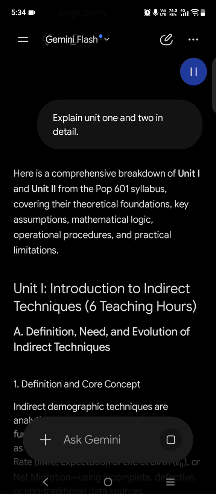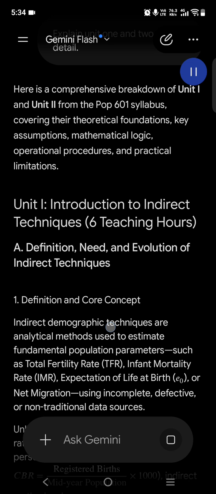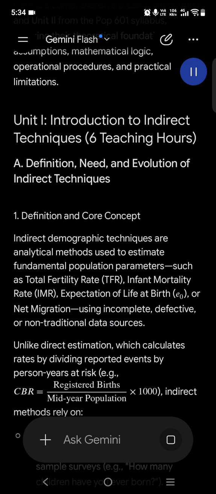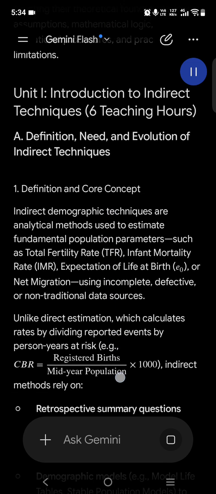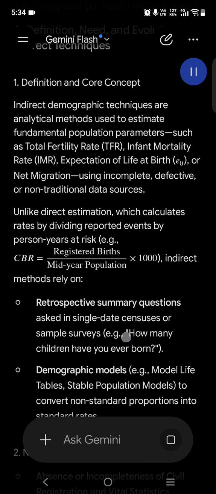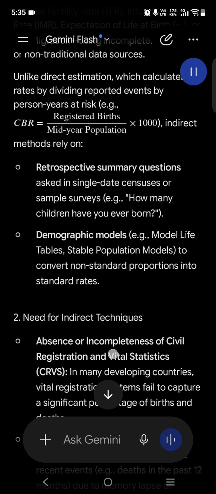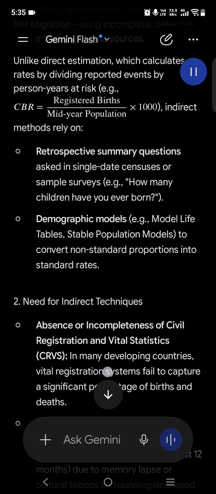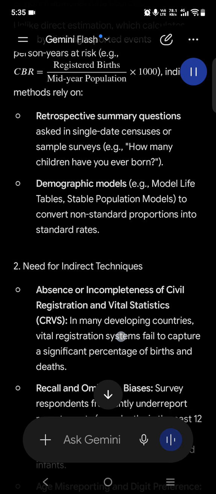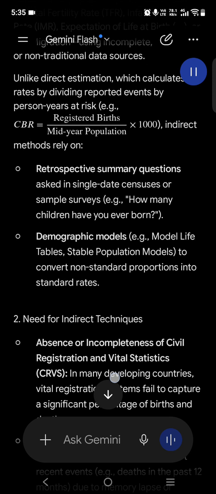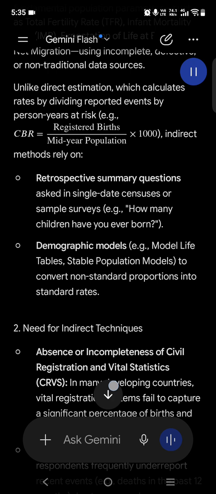Here is a comprehensive breakdown of Unit 1 and Unit 2 from the Population 601 syllabus, covering their theoretical foundations, key assumptions, mathematical logic, operational procedures, and practical limitations. Unit 1, Introduction to Indirect Techniques, 6 teaching hours. A. Definition, need, and evolution of indirect techniques. 1. Definition and core concept.